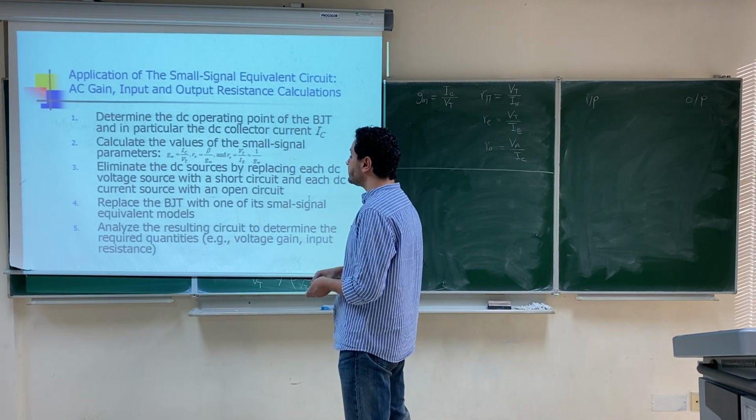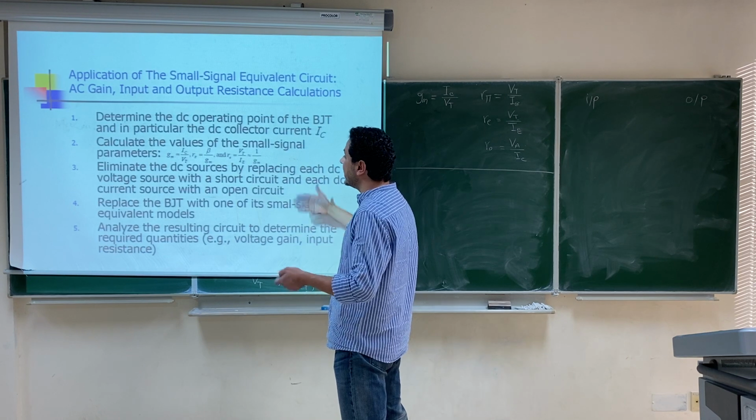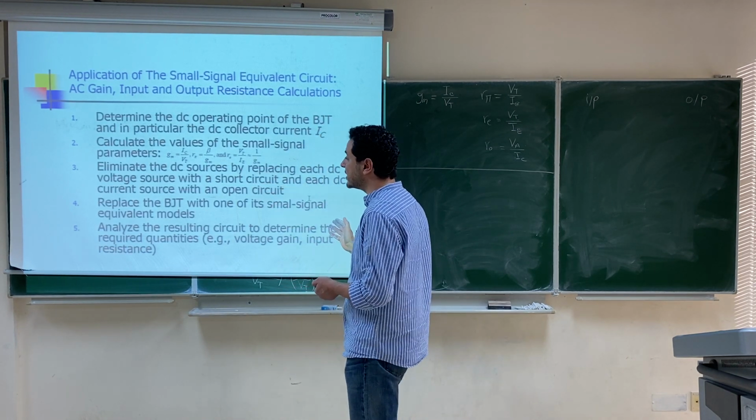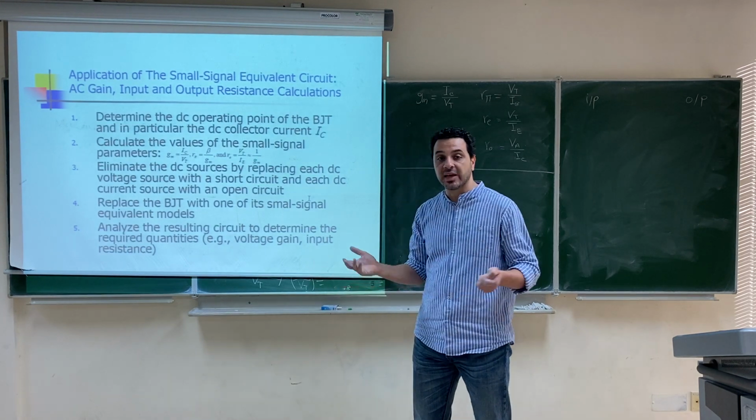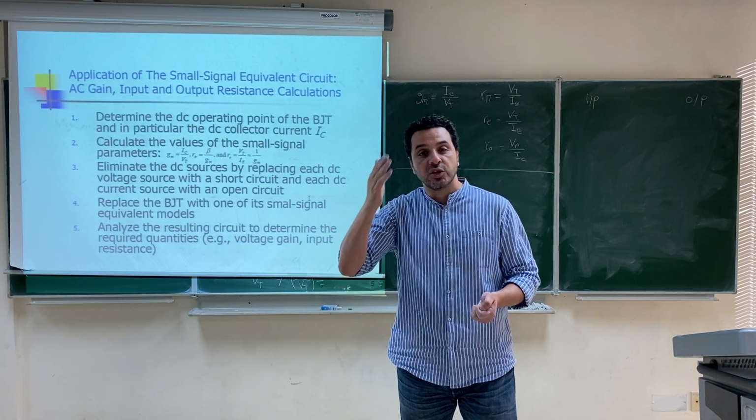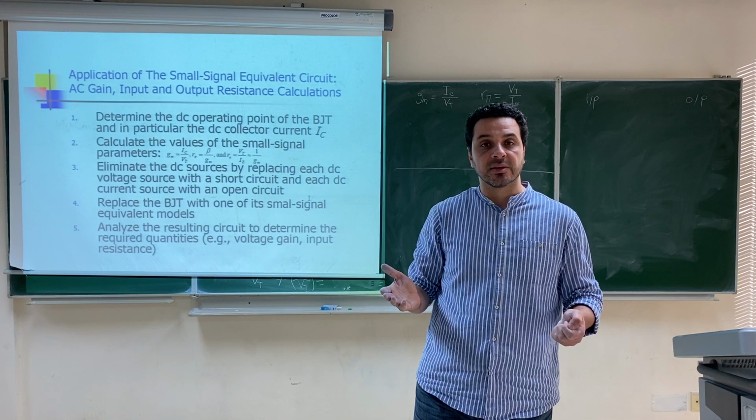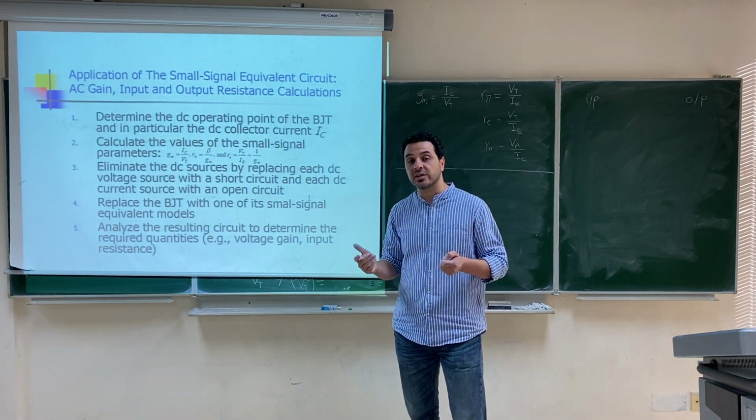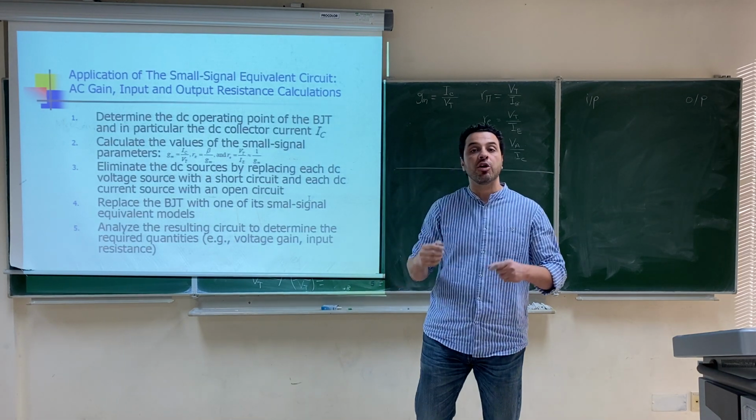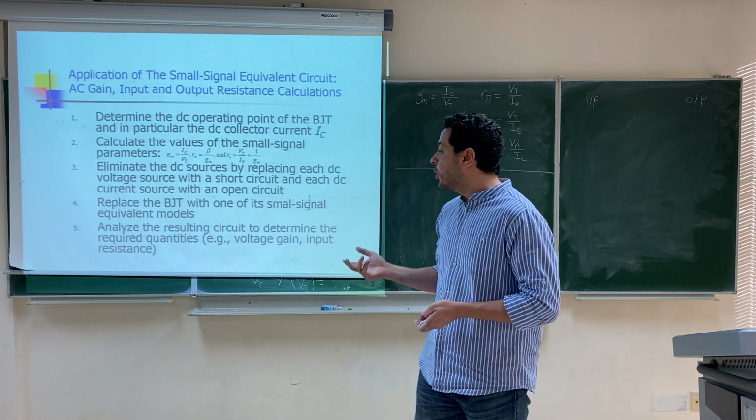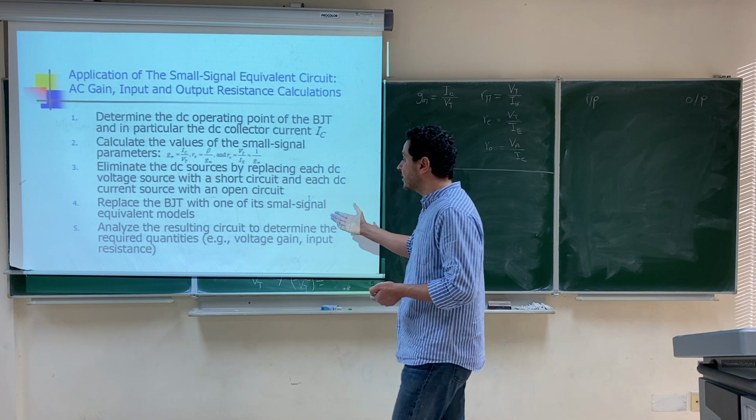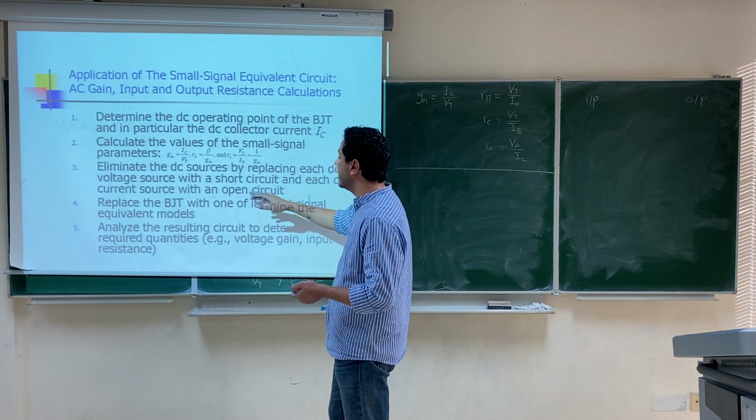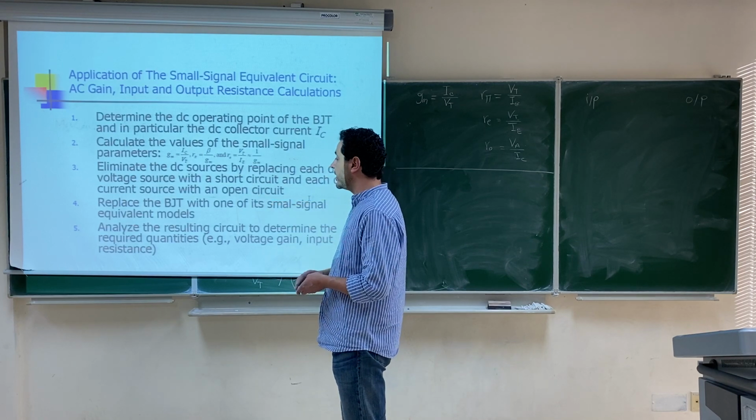Then we analyze the AC circuit by removing all DC sources, deactivating the DC sources. If you have a voltage source, how do you deactivate it? You make it zero, or short circuit. If you have a DC current source, you deactivate it by making it an open circuit. So a voltage source is deactivated by making it a short circuit, and a current source is deactivated by replacing it with an open circuit.